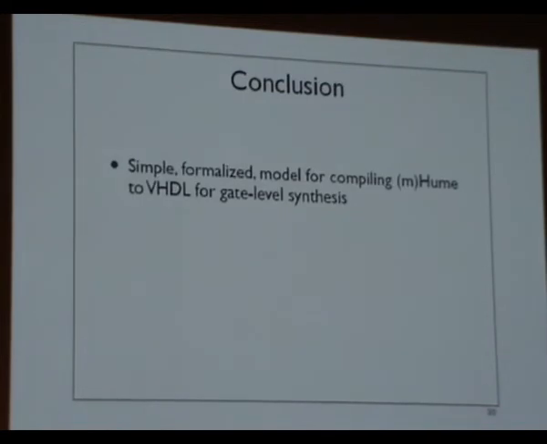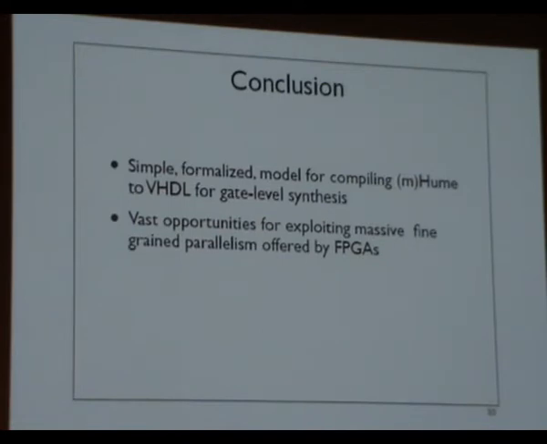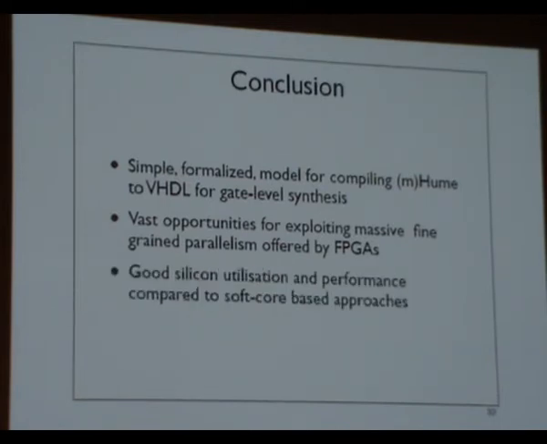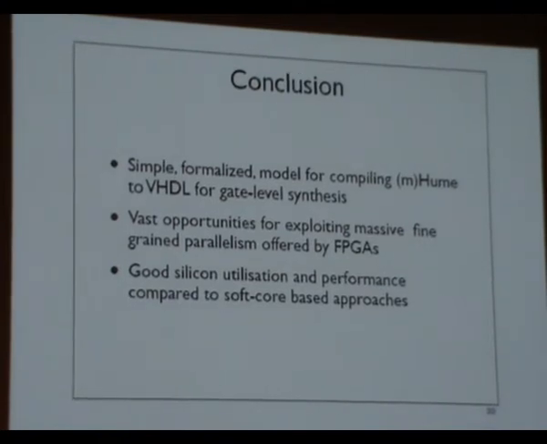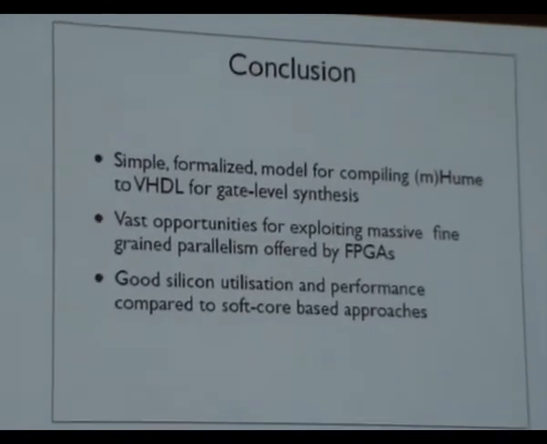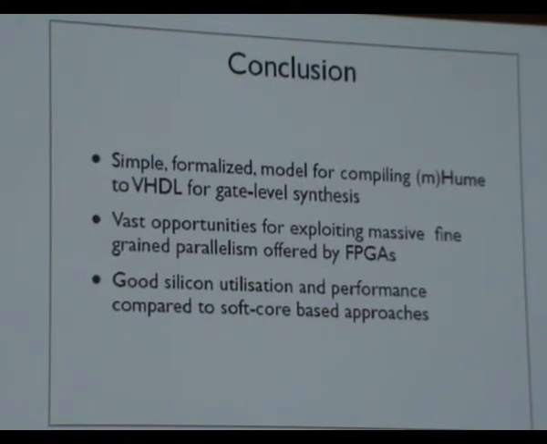So, we've got a simple formalised model for compiling Hume to VHDL. There is a very simple translation semantics in the paper in the proceedings. I think this offers really good opportunities for exploiting massive fine-grained parallelism from FPGAs. You can get really quite good silicon utilisation and performance compared to the soft core performance. I mean, it's massively faster than the soft core and has much more opportunity for better use of the silicon area.